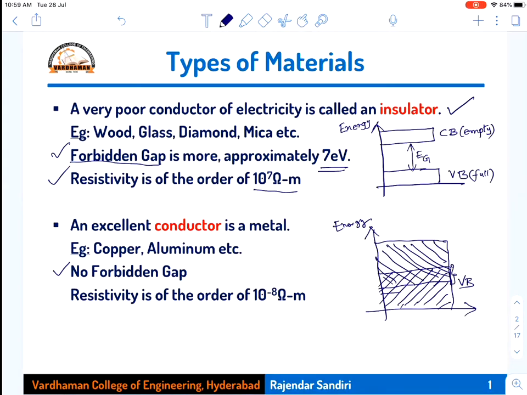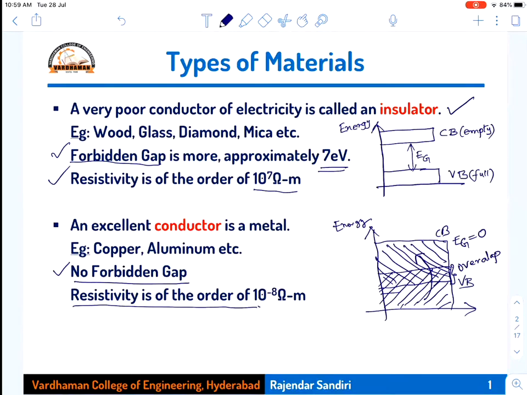If these two are overlapping, then what is the gap actually? Is there any gap between both the bands, valence band and conduction band? This is the conduction band, this is the valence band, both are overlapped, and the gap is zero. So if no forbidden gap exists, all the electrons in the valency band move into the conduction band. The conduction band and valency band are now completely filled with electrons. Therefore conduction takes place, and the resistivity is very, very low.